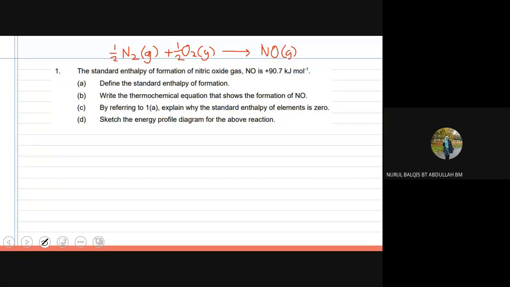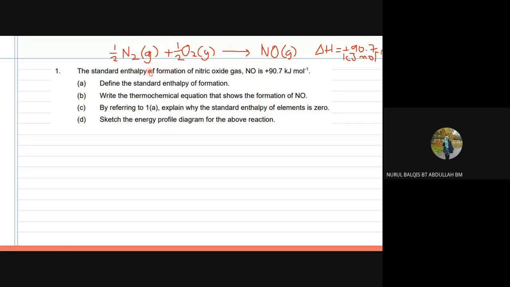But then, don't forget to include this delta H. Equal to berapa? Dia dah bagi tahu. Positive 90.7 kilojoule per mole. Sorry saya tulis dekat laptop. Okay, so ini kita panggil apa equation ni? Thermochemical equation. Yes, thermochemical equation.